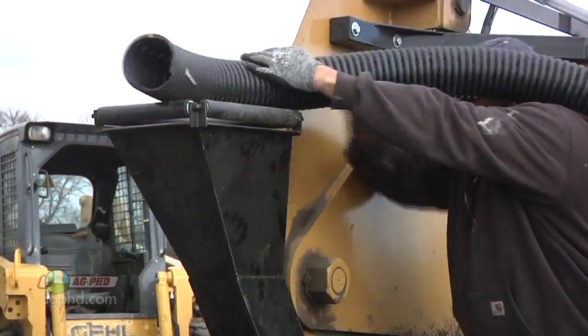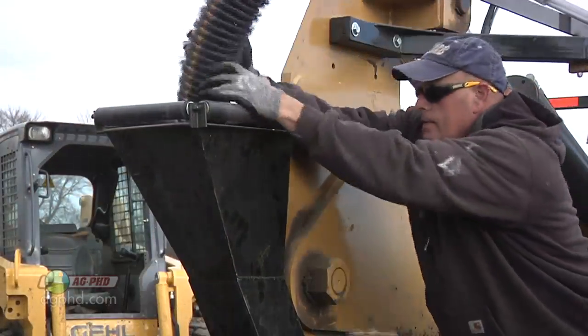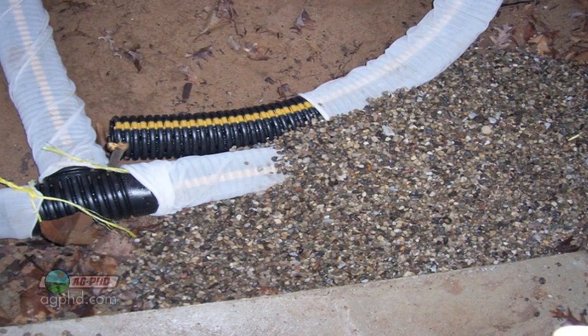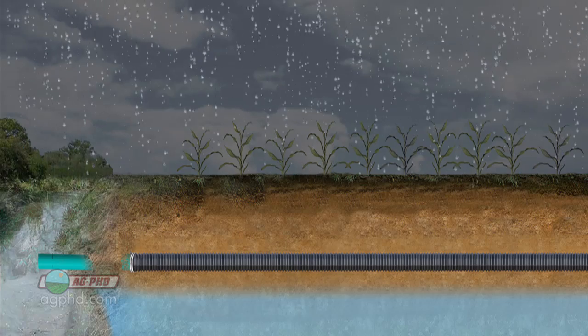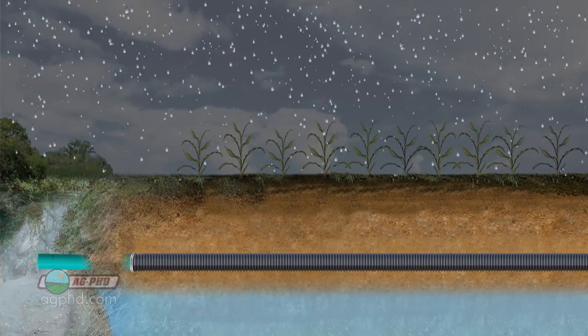Yep, so the most important thing we wanted you to get out of all this is just to know that wherever you place that tile, I don't care if it's around your house or out in your field, unless the water table is above that level, your tile line is not going to run.